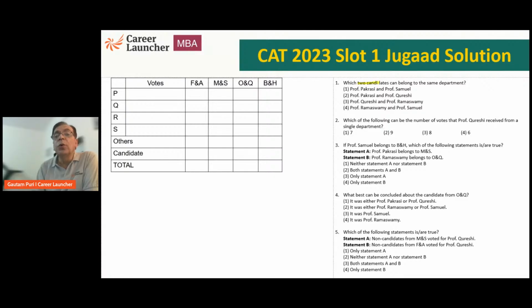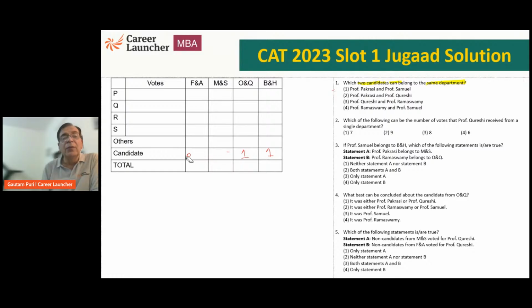Question 1. Which two candidates can belong to the same department? What does that mean? If you remember, we just did that. We just said that one candidate is from PQ, OQ, and we found that one from BH. And then we said it can be 0, 2, 1, 1 or 2, 0. What is this question telling me? There will be two candidates from the same department.